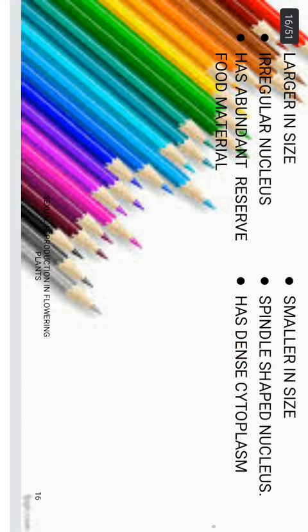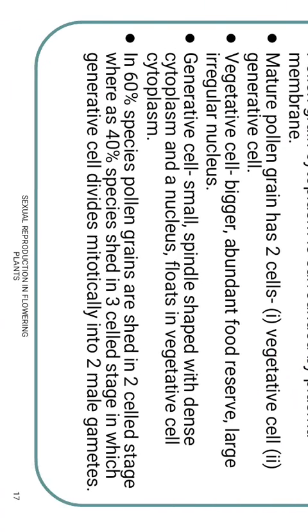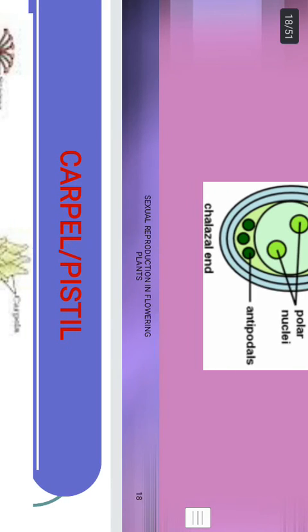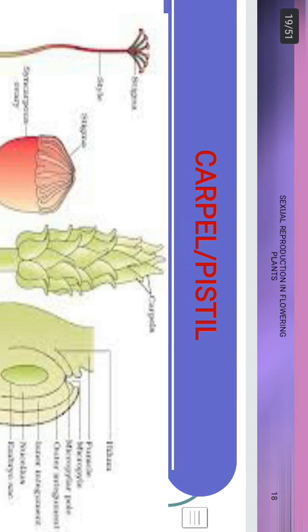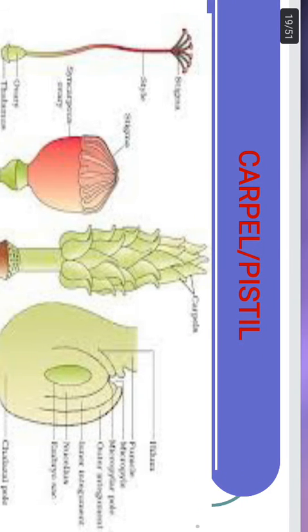Now let us pass on to the structure of the female part of a flower, that is called the gynoecium. The individual unit is called carpel or pistil. The pistil consists of 3 parts: stigma, style and ovary. The stigma is the landing platform for the pollen grain, and through the style the pollen tube reaches the ovary.